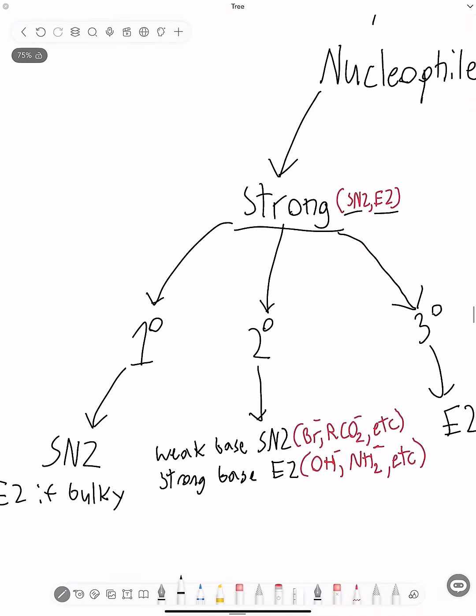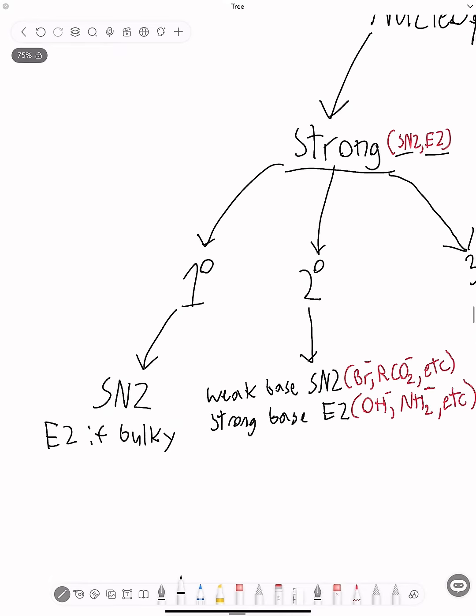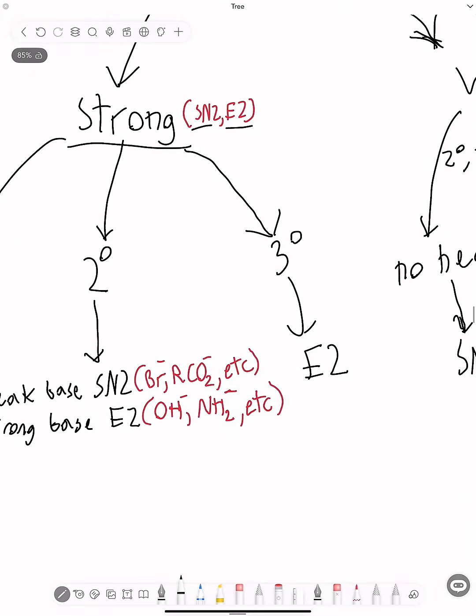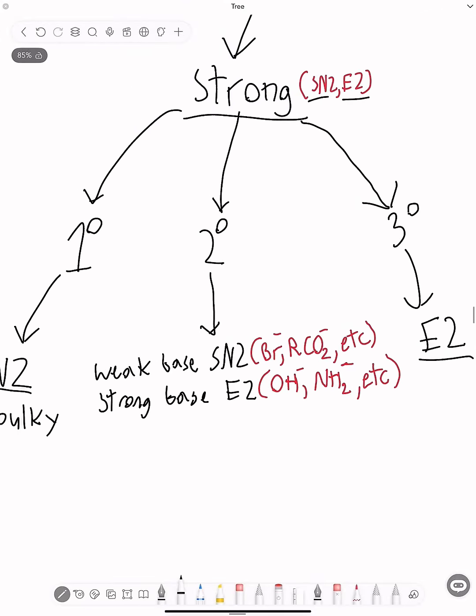Now, once you determine that it's a strong nucleophile, you then want to look at the substrate, where if the substrate is primary, it's going to be an SN2 reaction, unless the base is too bulky, or it cannot reach for that backside attack, which is SN2, so it will be an E2 reaction if it's bulky. Now, if the substrate is tertiary, it's going to be an E2 reaction because that tertiary carbon is too crowded, so it cannot perform that backside attack.